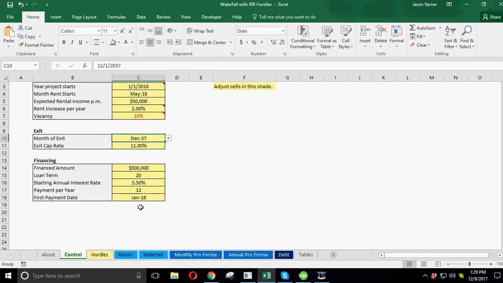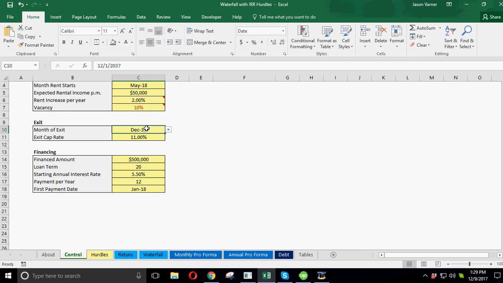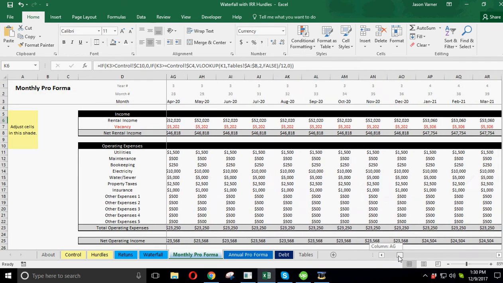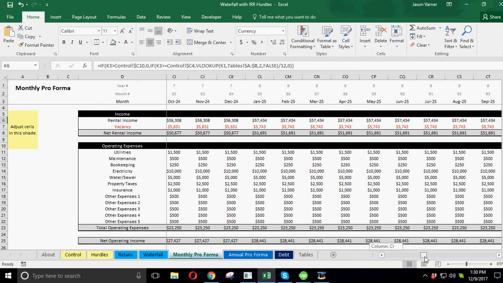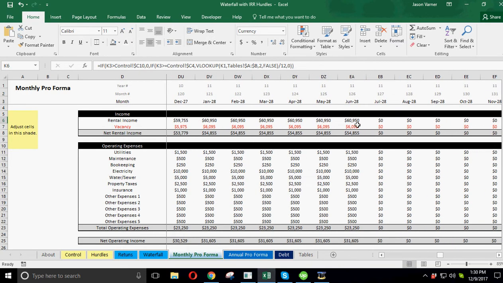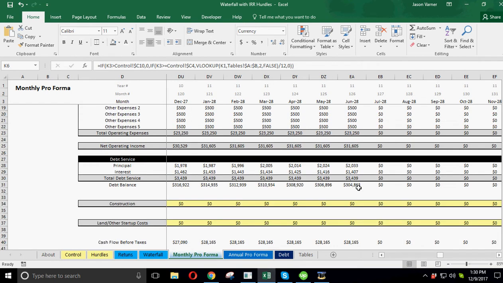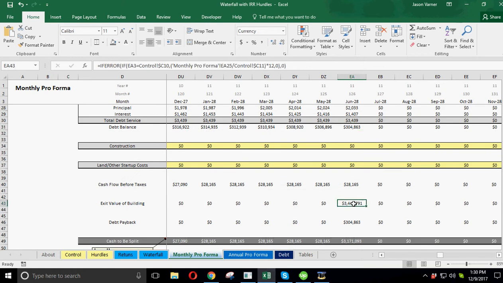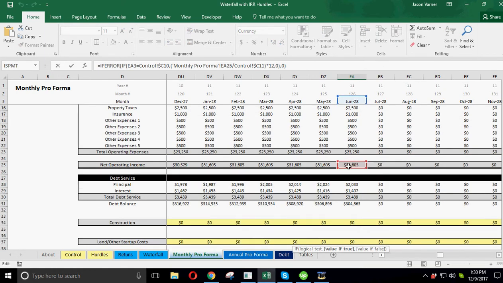Month of exit, cap rate. So this is if you're going to exit. Let's say you're going to exit in 2028 at 11% exit cap. All that's going to do is look at the monthly. It'll go to 2028. Oh, right here, 2028. And it's going to say, well, you still got a debt balance here of 300,000, but you're going to sell the building at an exit value. This is just taking the net operating income divided by the exit cap.